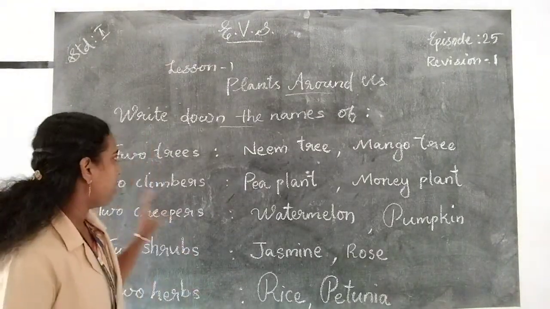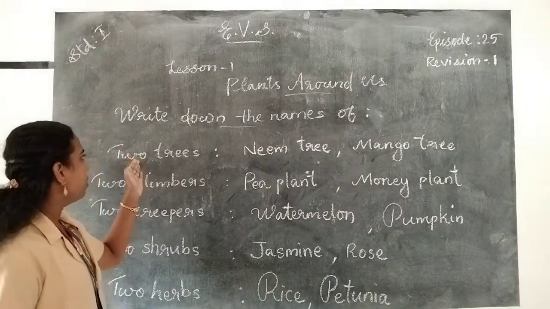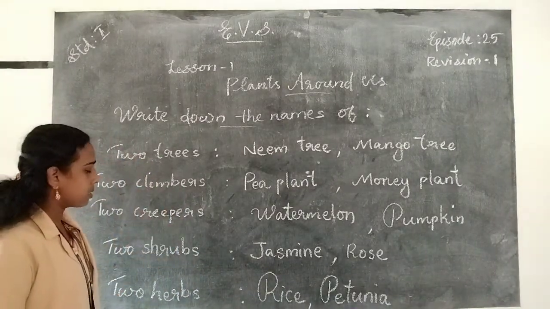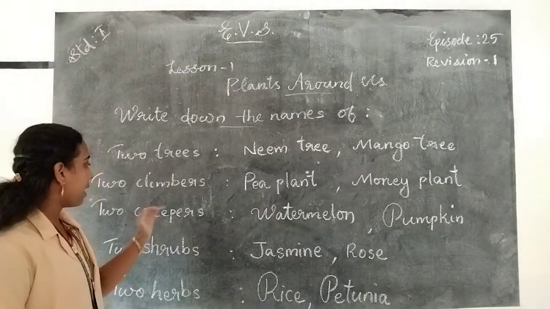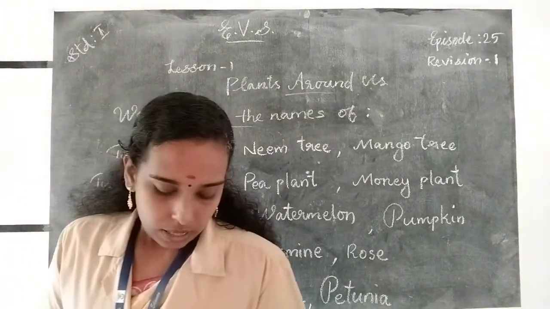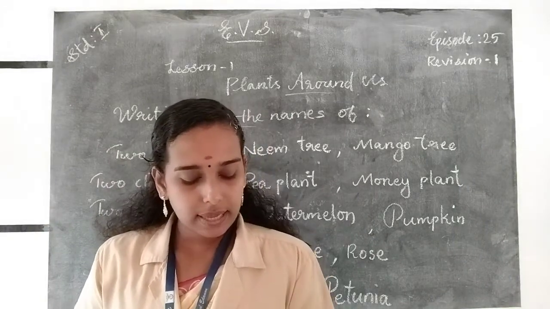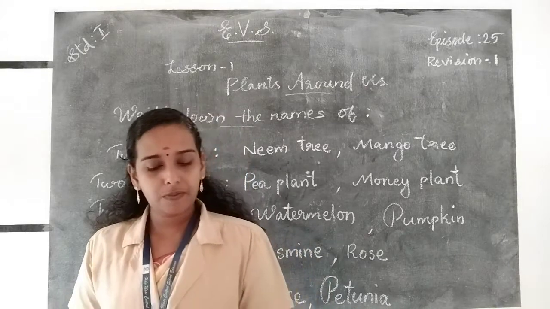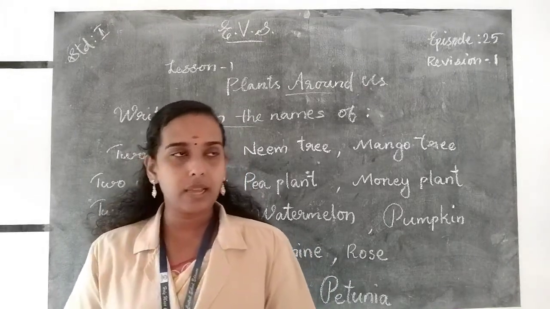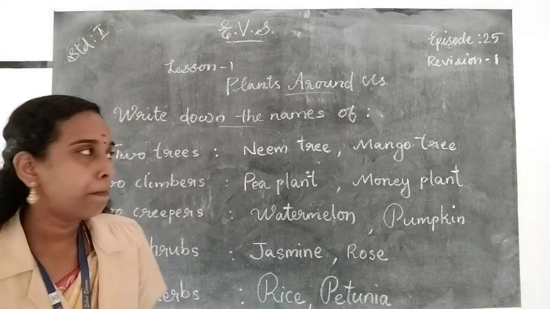So write the spelling of these words in your class book and study the spelling and study the examples of trees, climbers, creepers, shrubs and herbs very well. Okay. Then the next question. Unscramble and write the correct name of the following parts of the plant. Okay. So the different parts of a plant.